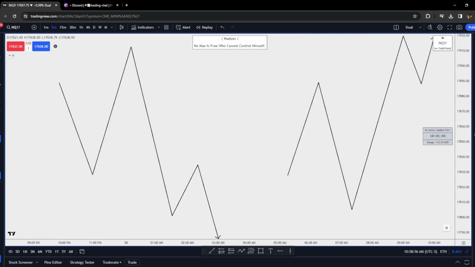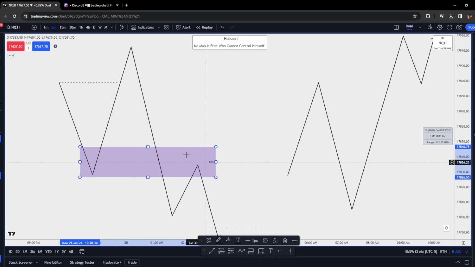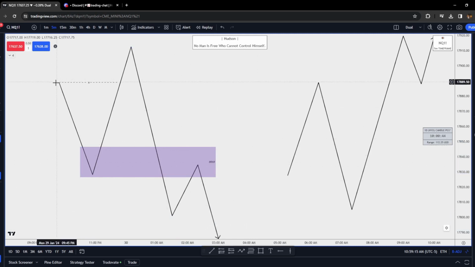So once again, how the breaker blocks are formed. For the bearish side, we have a run on buy stops, creating a new higher high. Then we come down, we make a new lower low, and then the down close candles become your breaker block on a bearish breaker. So high, low, higher high, lower low. That is all you have to remember for a bearish breaker.